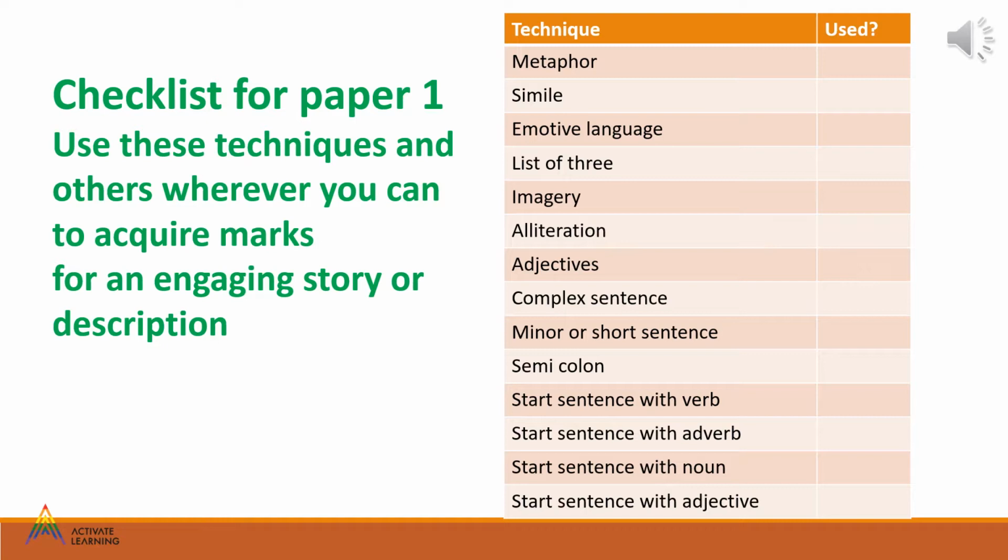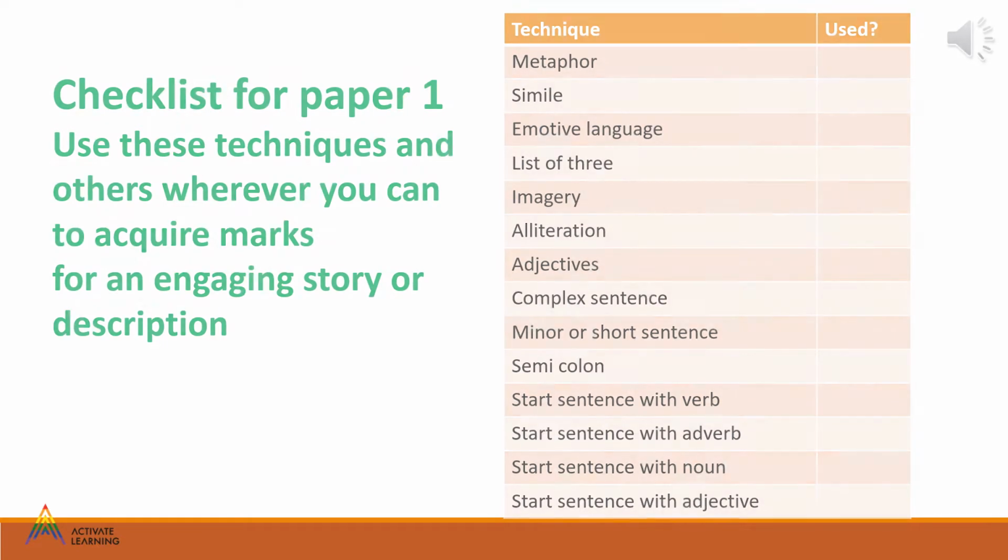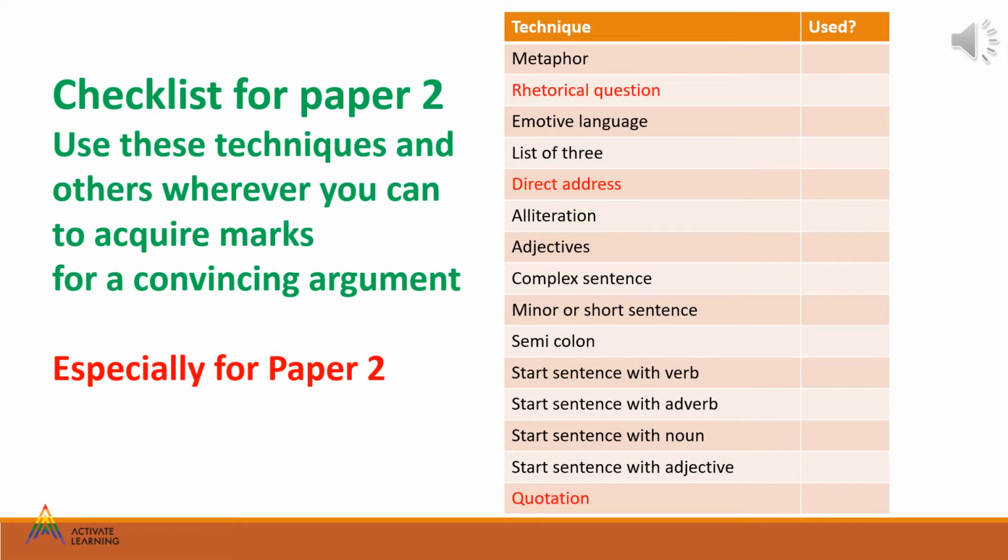Here's a basic checklist of all the things that you should consider including in a Paper 1 Question 5 question. Here is the checklist again with a few replacements. When you're doing Paper 2 Question 5, non-fiction, you should always use a rhetorical question, direct address, and quotation if you can. That's a bit different from Paper 1 Question 5.